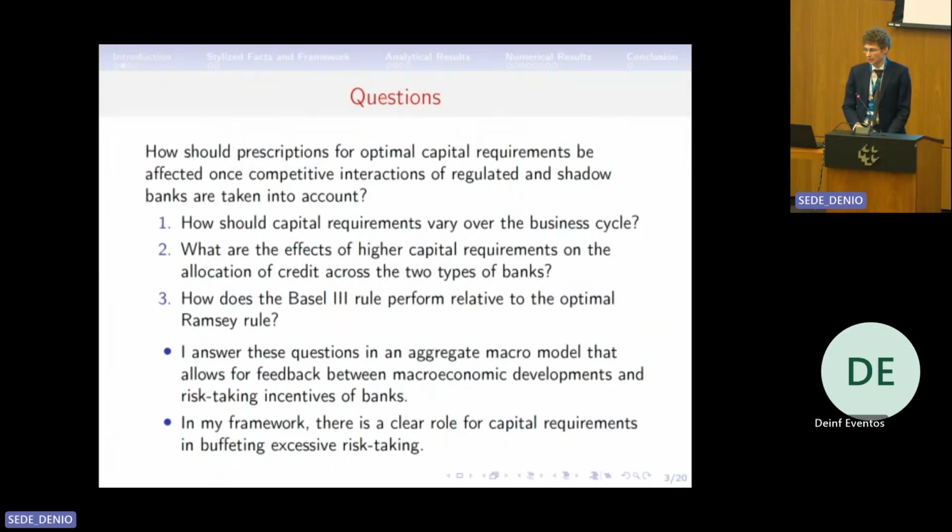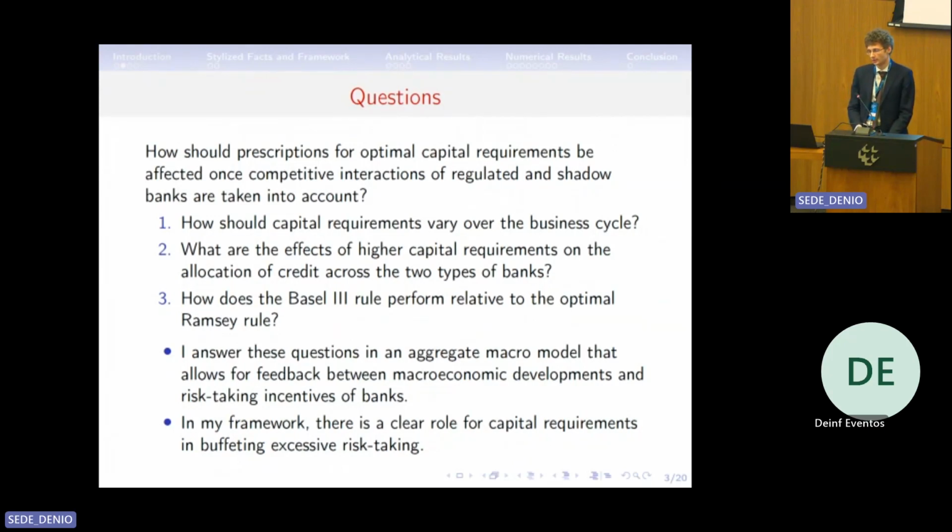In particular, I ask the following questions. How should optimal capital requirements change over the business cycle? What are the effects of higher capital requirements on the allocation of credit across regulated and shadow banks? And how do simple rules, and here I'm analyzing the so-called Basel rule that responds to the capital to credit to GDP ratio, perform relative to the Ramsey optimal rule?